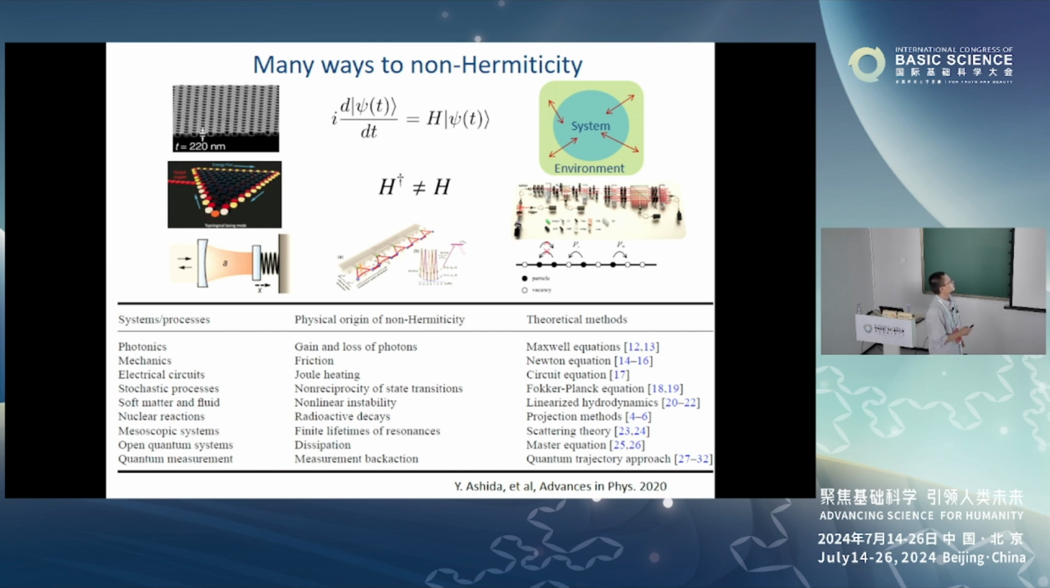Actually, there are many such systems in nature. For example, in quantum optics, cold atoms, and many others, even open classical systems, in which the time evolution of the state of the system, which is described by a vector, is generated by an operator which is non-Hermitian. Such research is generally called non-Hermitian physics. And here is an incomplete table which lists a few systems in which non-Hermitian physics is relevant, and the physical origin of non-Hermiticity in these systems.